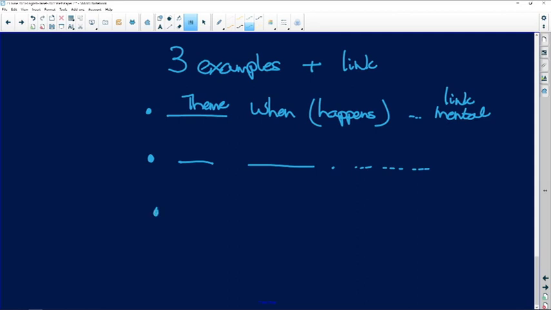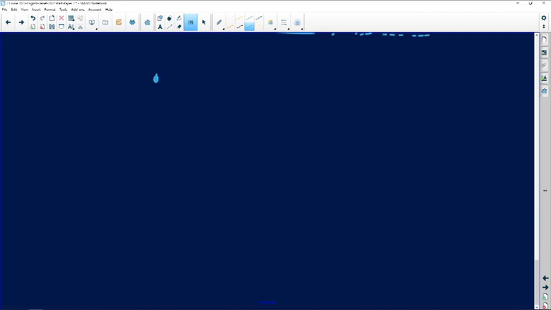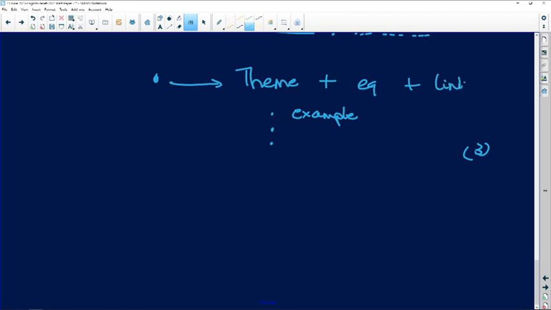So please, what we're starting to see is candidates saying there's this theme, then they go example, example, example, and they want 3 marks. It's not going to happen. So it's got to be, there's the theme, fine, but I want theme plus example plus link. Theme plus example plus link. Theme plus example plus link. Every single time. So please, it's very important. Don't just tell the story.